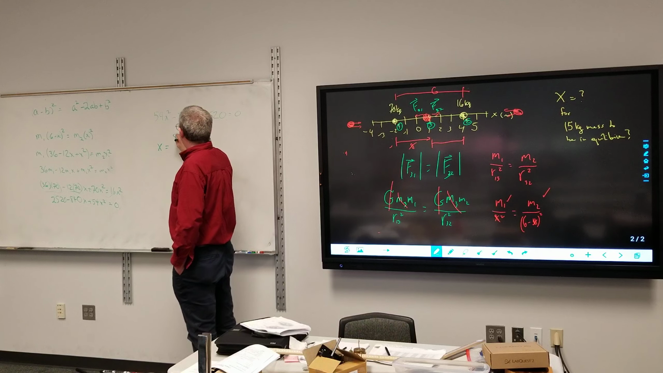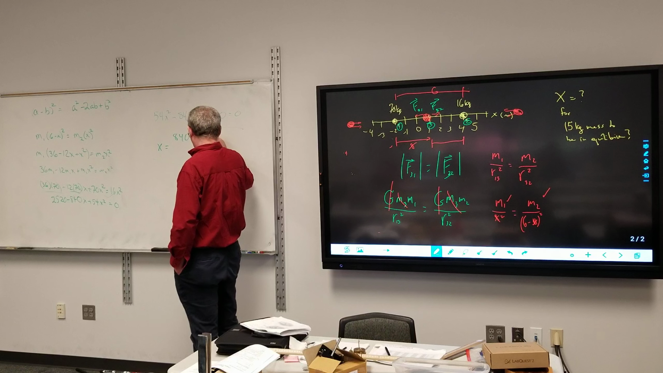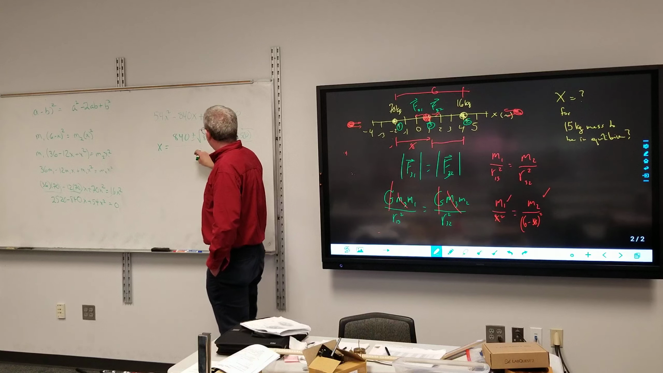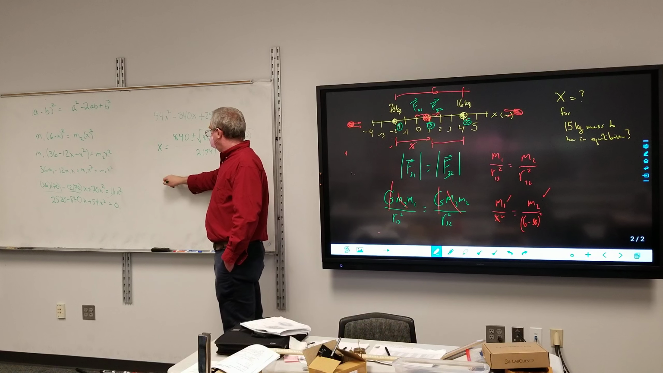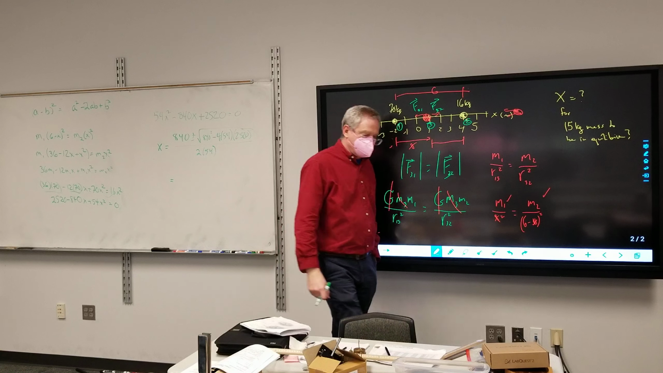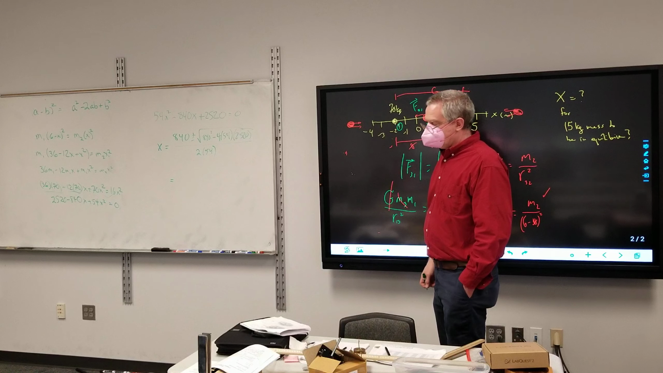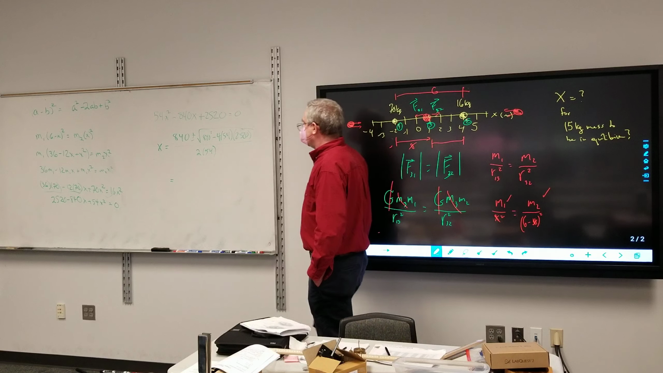So x equals 840 plus or minus the square root of 840 squared minus 4 times 54 times 2520, divided by 2 times 54. You will get two answers. One of which is correct, one of which is not. But let's get both answers and then talk about what the difference is.